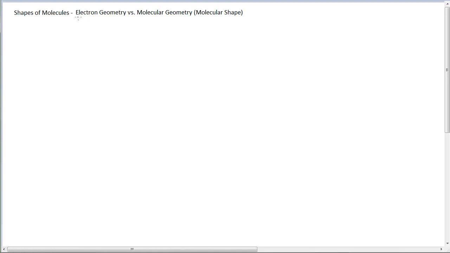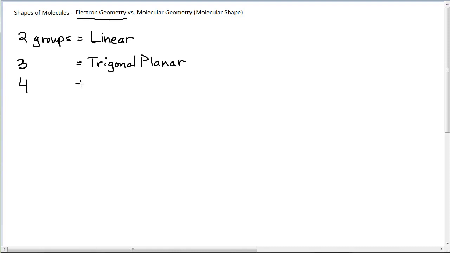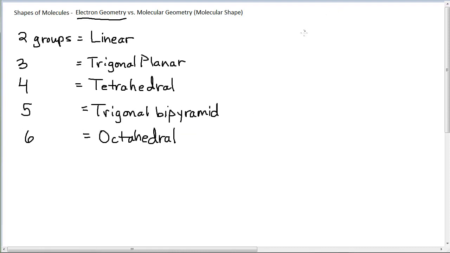Alright, so we've talked about the electron geometry, and basically what it boils down to is how many groups are around the central atom after you've drawn the proper Lewis structure. And so we came up with the basic 5 shapes. And I encourage you to look at lots of pictures of these or look at models of these. We have models in the lab, we have models in the lecture room.